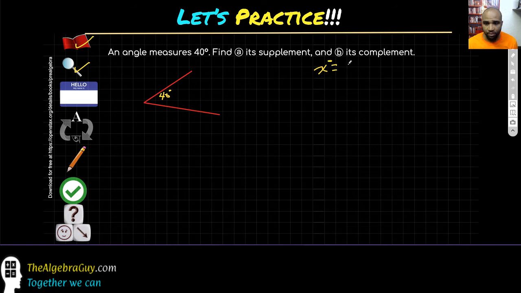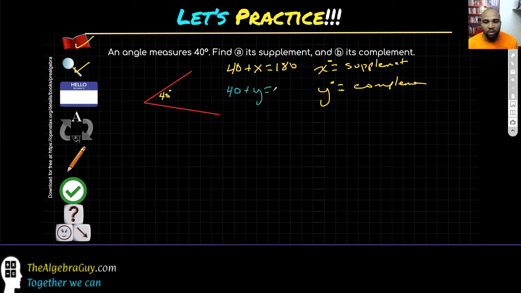And I'm looking for the complement. I don't really want to call the complement a different one, but I guess I could. So for the complement, I guess we can call that Y. To find this, I know that I need to add two things together. For the supplement, it's going to be my 40 degrees plus some angle to give me 180. And for my complement, it's going to be 40 degrees plus some other angle to get 90.